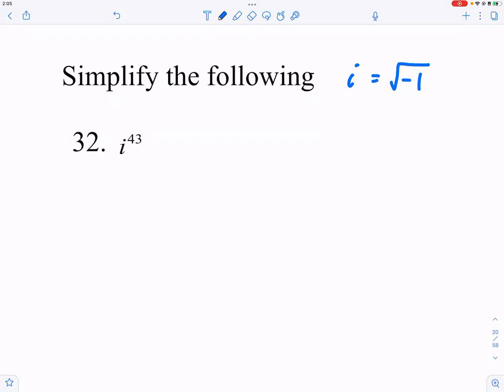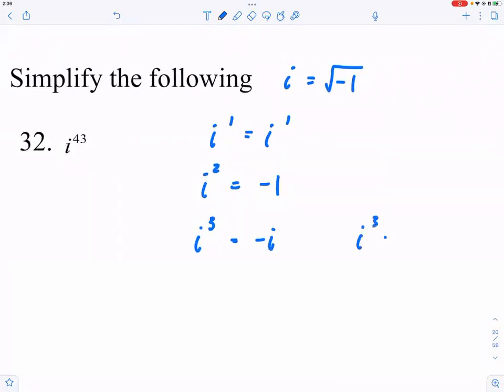Now, when we talk about i, we also talk about the exponents. So we have i to the first power, which is simply i. i squared, which is the square root of -1 times the square root of -1, that would give us -1. Okay, so you square the square root, and the square and square root cancel each other out. So that's -1.